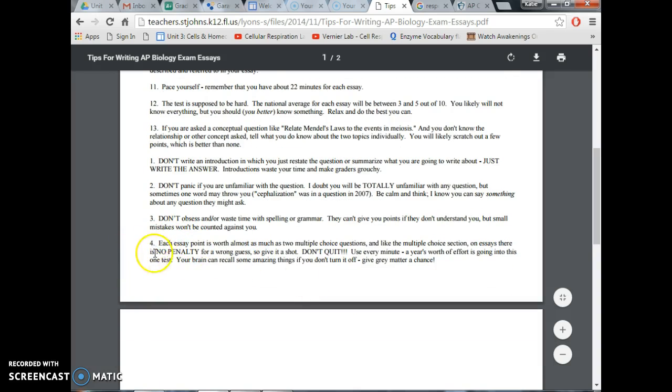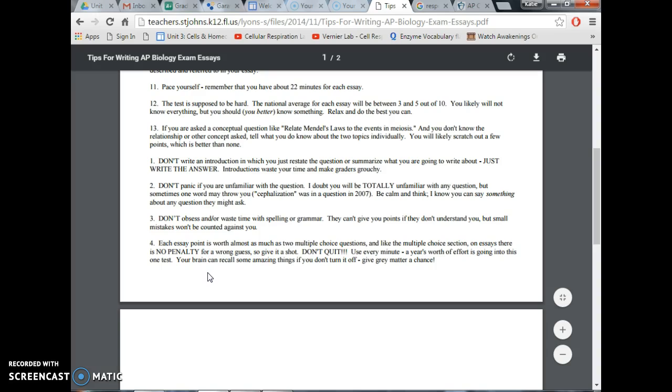If we look point-wise, each essay point is worth almost twice the amount that a multiple choice question is worth. So we want to make sure that throughout the year you really understand how to answer these free response questions so that we can get you as many points as possible. You want to get a 4 or a 5 on the AP exam, so I'm trying to give you as many tips as possible.